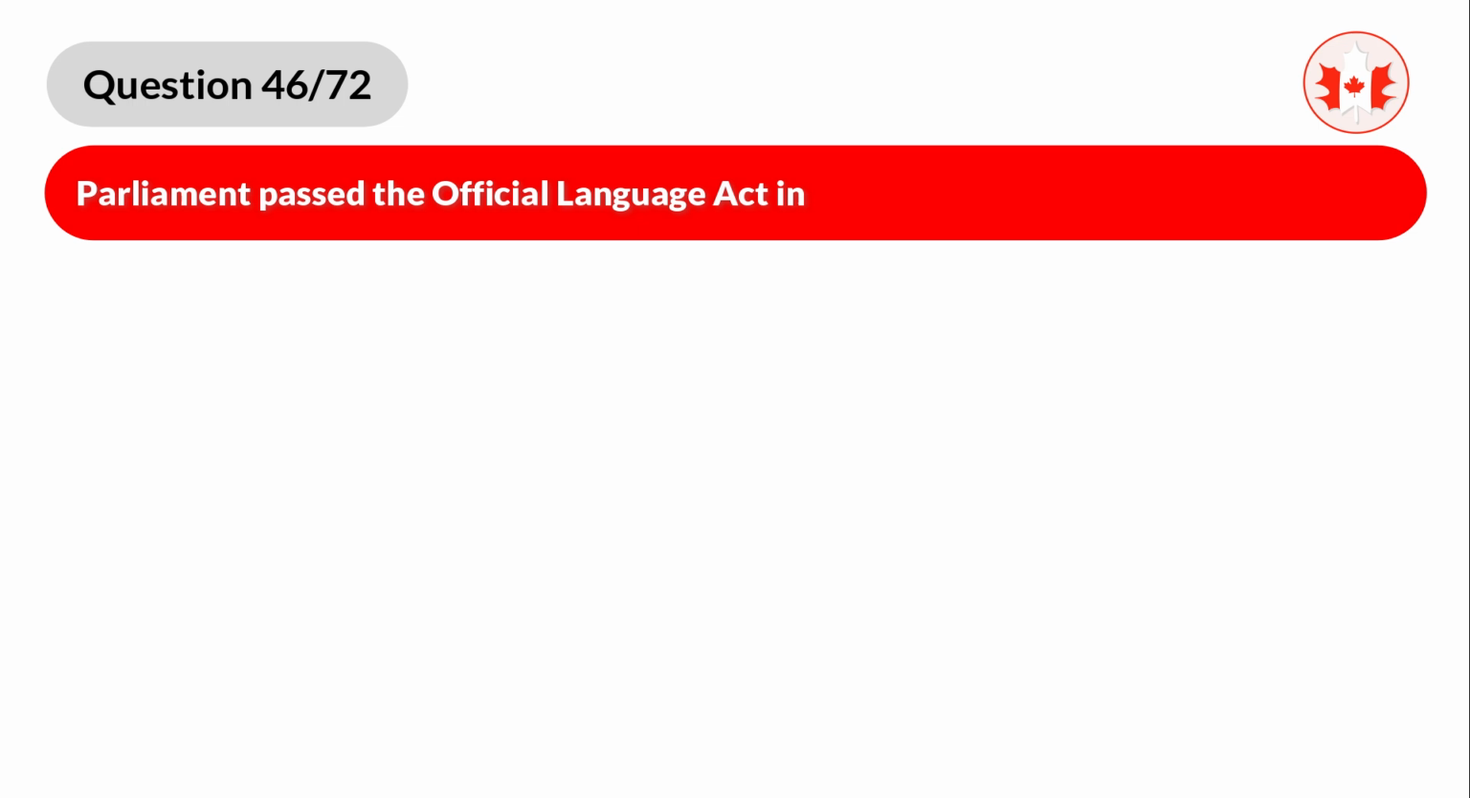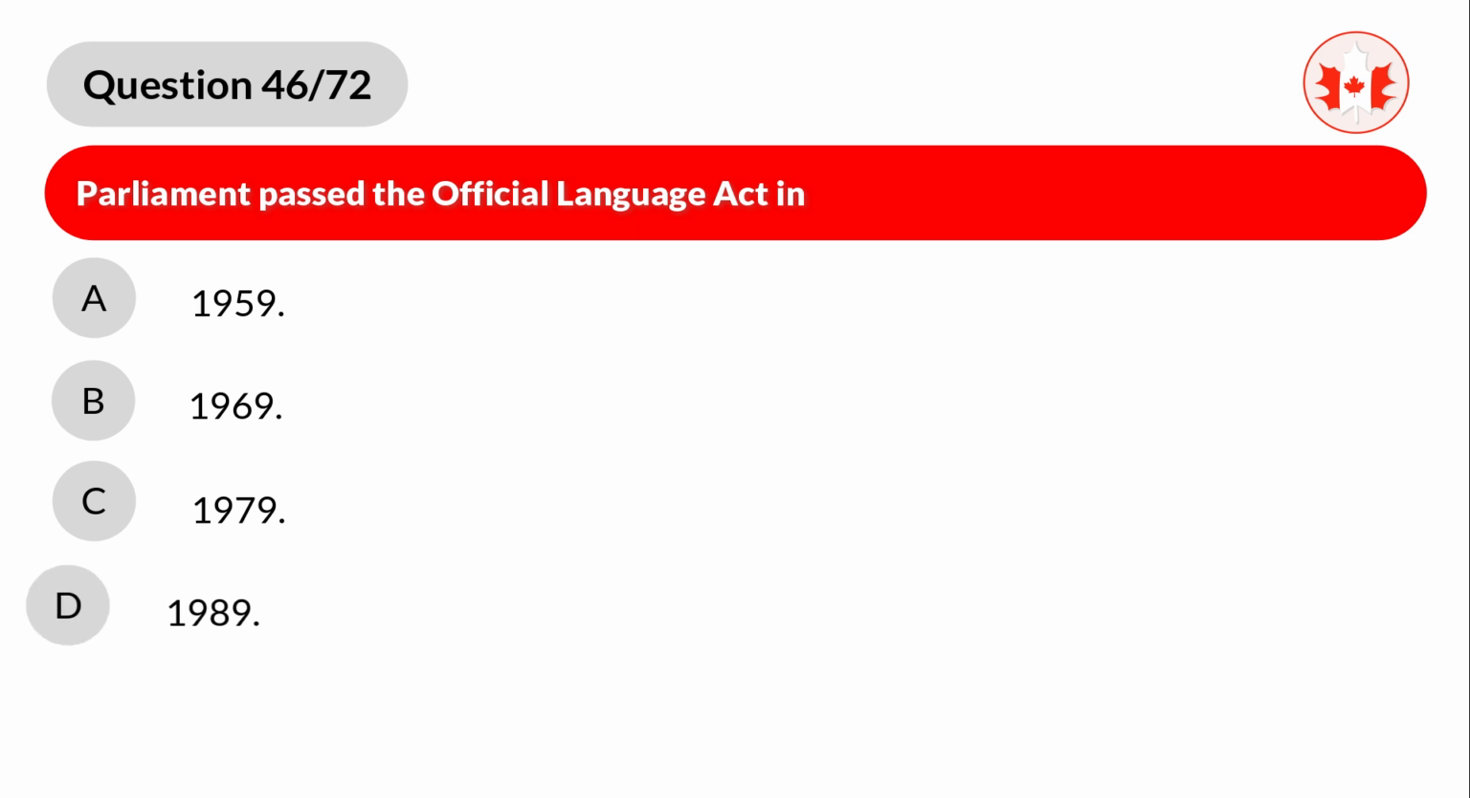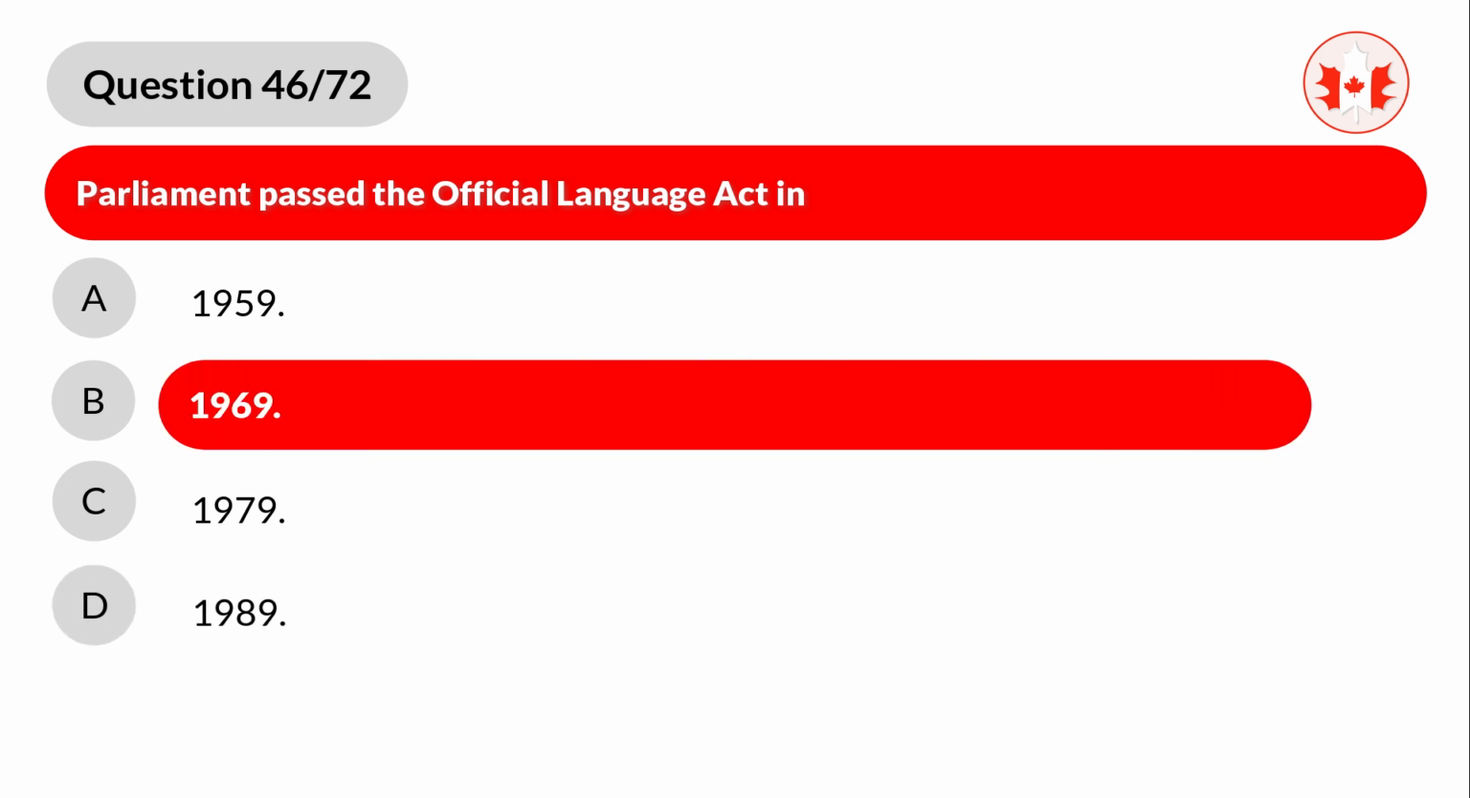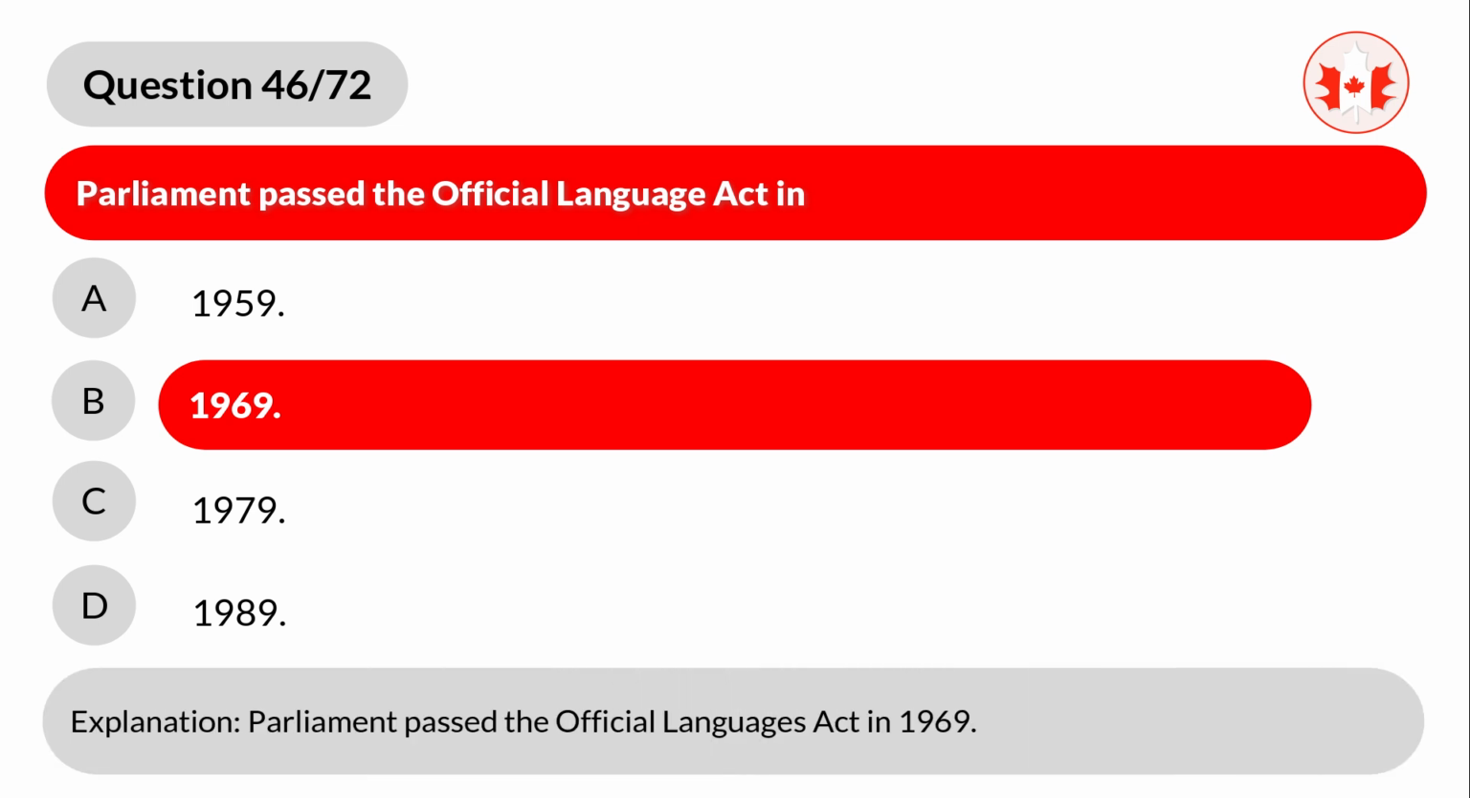Canada's official language. Question 46. Parliament passed the Official Languages Act in A. 1959. B. 1969. C. 1979. D. 1989. The correct answer is B. 1969. Explanation: Parliament passed the Official Languages Act in 1969.